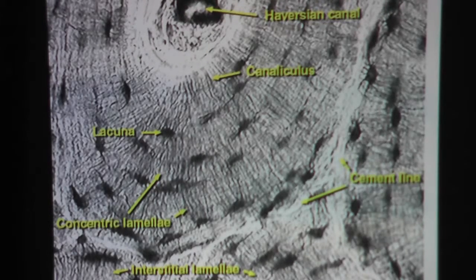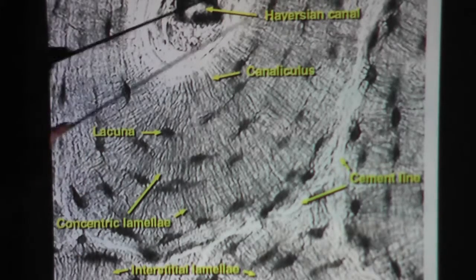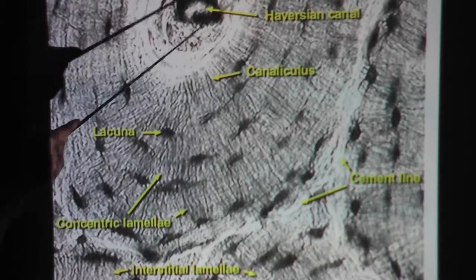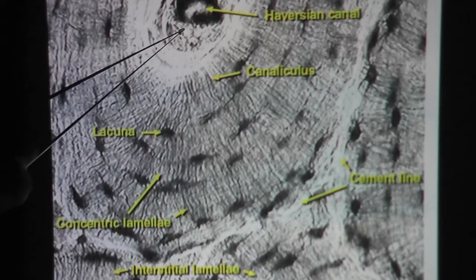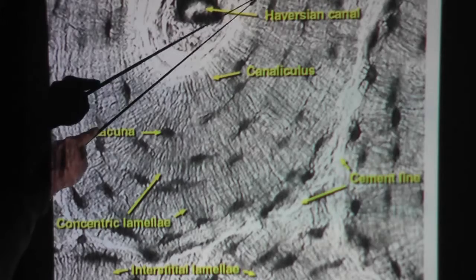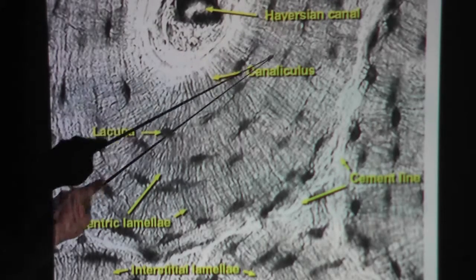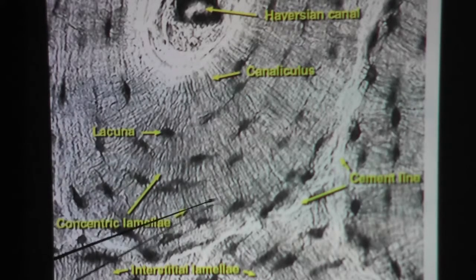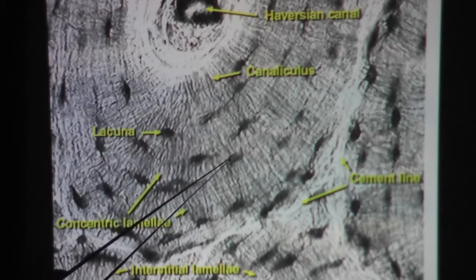Here is a high power view of a partial osteon. Okay, this is one very large osteon, and we're only looking at the lower half of it. That's the central canal in the middle. This is one lamella here, another ring of another lamella, another lamella, another lamella. Okay, so all those are the rings called lamella. And in the rings, you see these little dark spaces. That would be the lacuna. And it's in that lacuna that we will see the osteocyte.